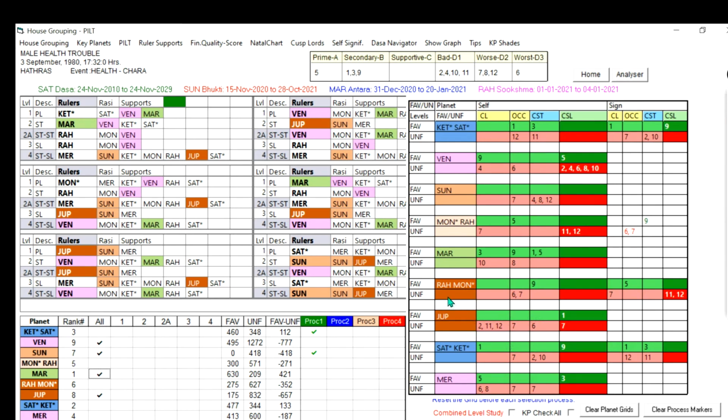We can say Rahu. If we check, Rahu is 6 and 7 and supported by 11 and 12. Or we can check Moon also. Similarly, Moon, though it is fifth occupant, it has got unfavorable grouping. More than that, Rahu can be taken because it is occupying 6 and 7, supported by 7, 11 and 12. So Rahu we can take also.